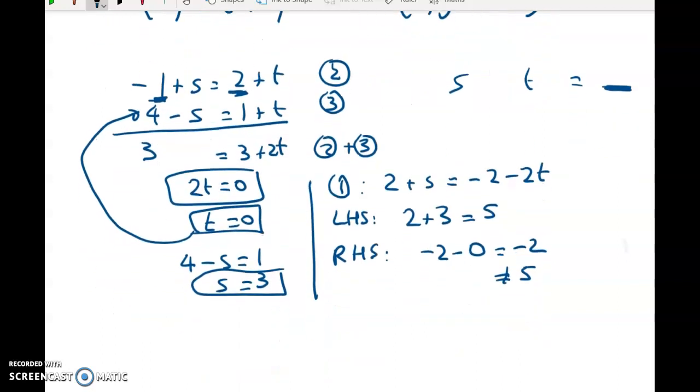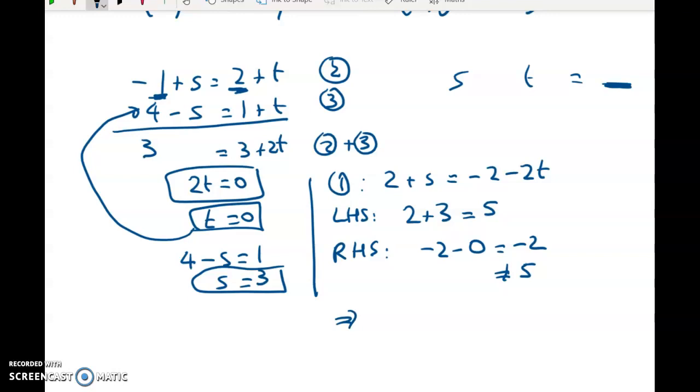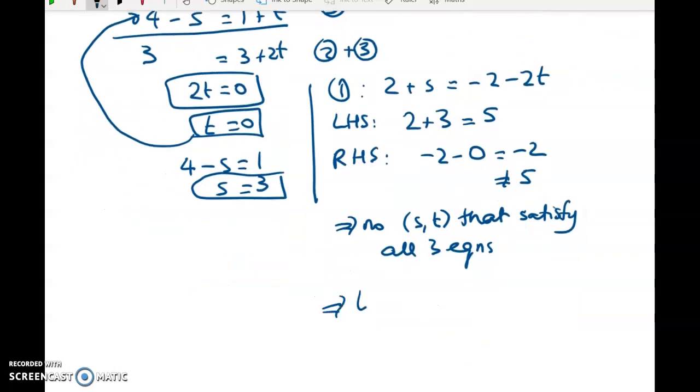So we need to make it really clear that there's no pair of s and t that satisfy all three equations. And that means that the lines don't intersect.